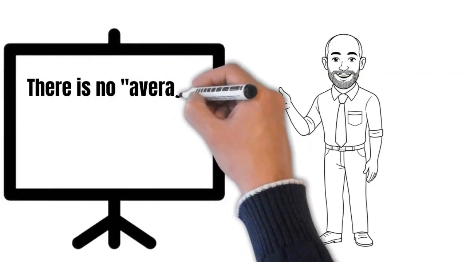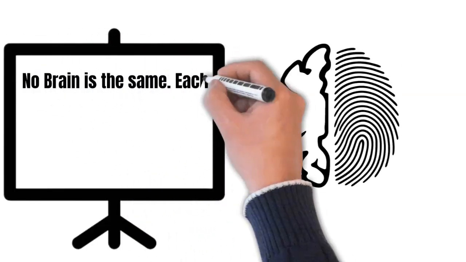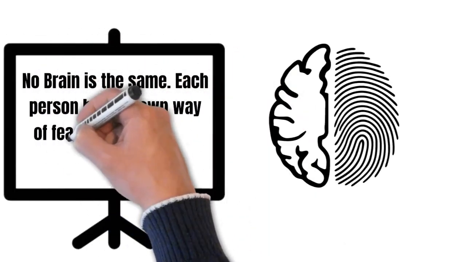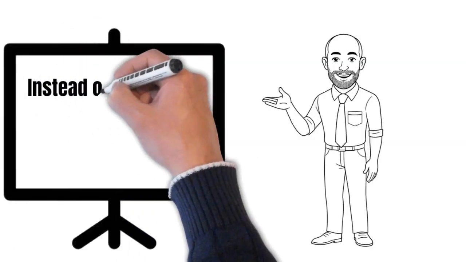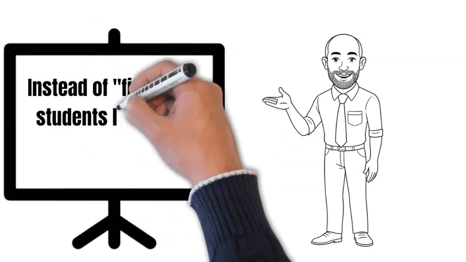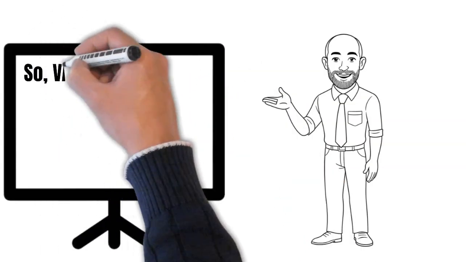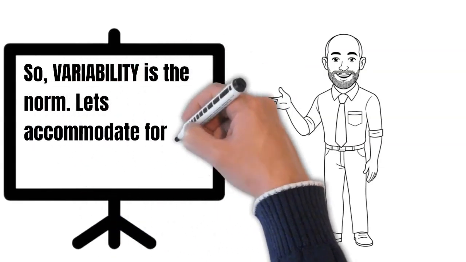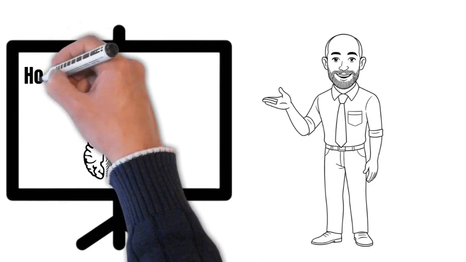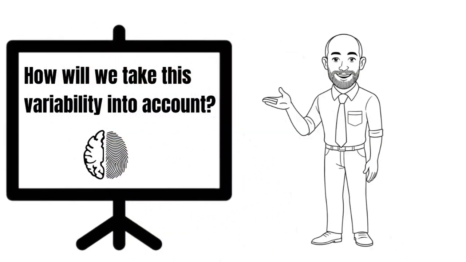There is no average student. One size does not fit all. No brain is the same. Each person has his own way of feeling, learning, and expressing. Instead of fixing our students, let's fix the school environment. So variability is the norm. Let's accommodate for this fact. How will we take this human variability into account?